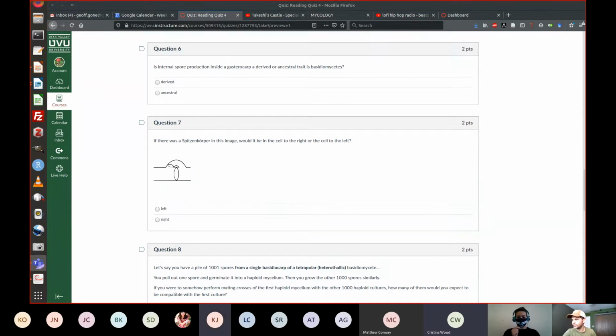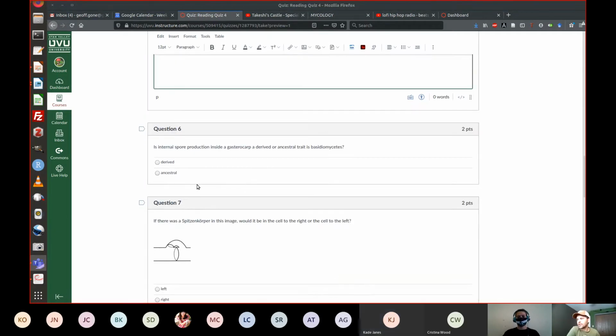Just to clarify, so whatever side the clamp's on, that's what side the Spitzenkörper is going to go on. It's growing that direction. Yeah. And so this hypha is growing to the left. Okay. Can you also go over question 6 as well?